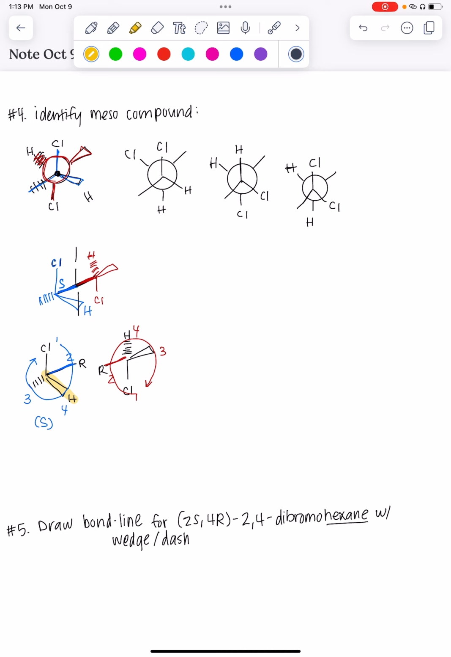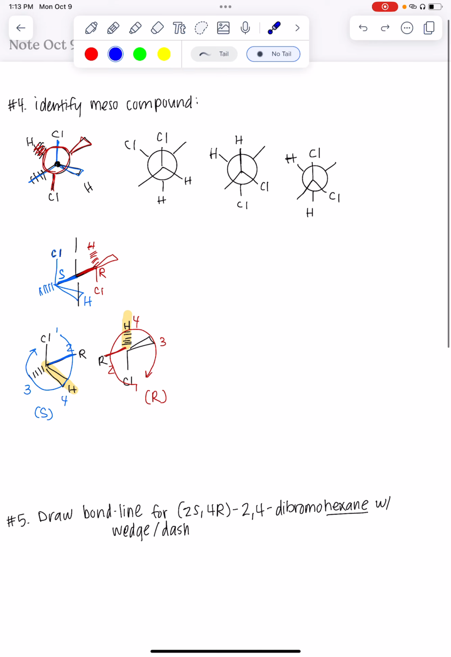Then we can do this one, 1, 2, 3. This one has hydrogen in the back, so we're good. So we can do 1, 2, 3. This looks like R. It is R. So we have this plane of symmetry here. And we also have these two chiral centers that have opposite, what do they call it, directions, absolute configurations, I think it's a technical term. But they're opposite of each other. One's S and one's R. So these cancel each other out. So that's what defines a meso compound.